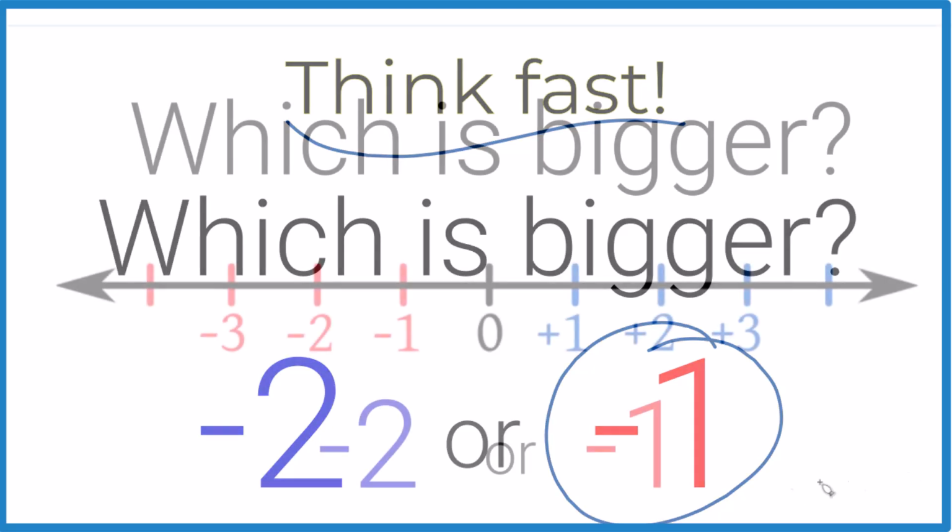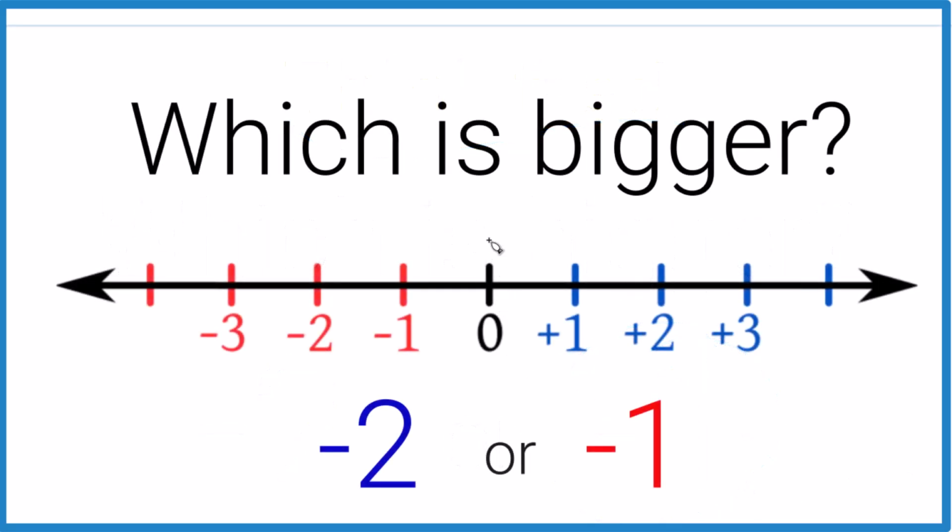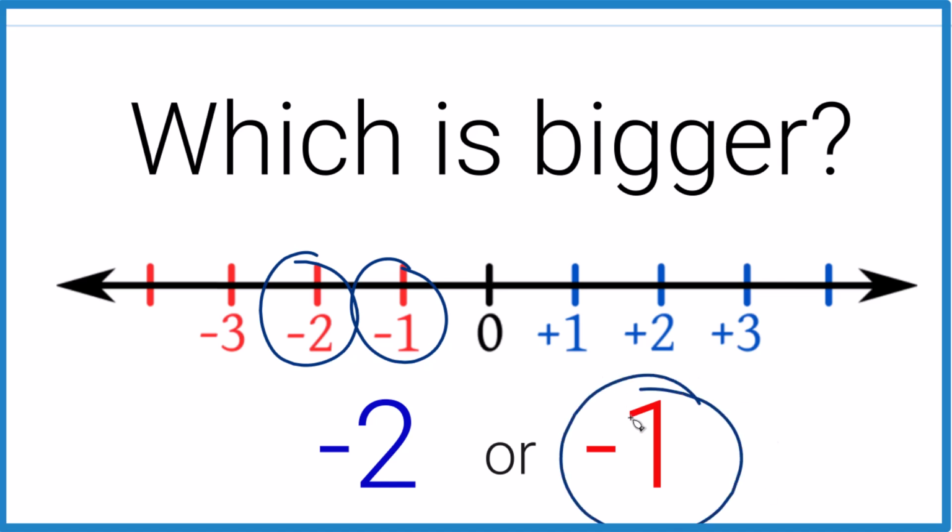Let's try that. So the key is 0. That's where we shift from negative to positive. So if you look at -1 here and then -2, which one is closer to 0? -1 is closer to 0, so -1, that's greater than -2. It's closer to positive. Now you try one.